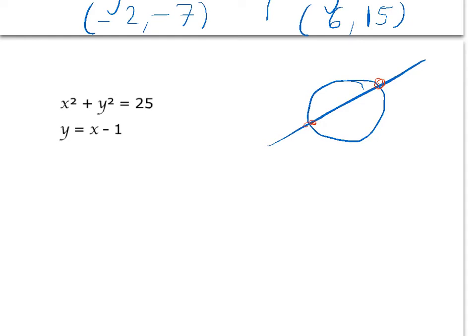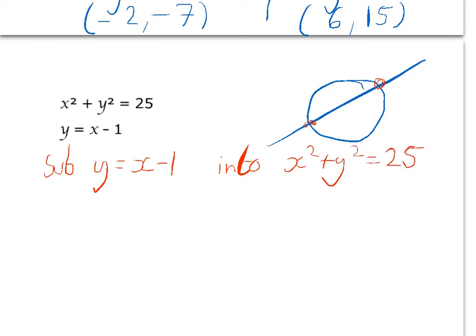So, this time instead of setting them equal to each other, we're going to substitute y equals x minus 1 in place of y into x squared plus y squared equals 25. So where y is, we're going to put x minus 1. So we're going to have x squared plus, in brackets, x minus 1 all squared equals 25.